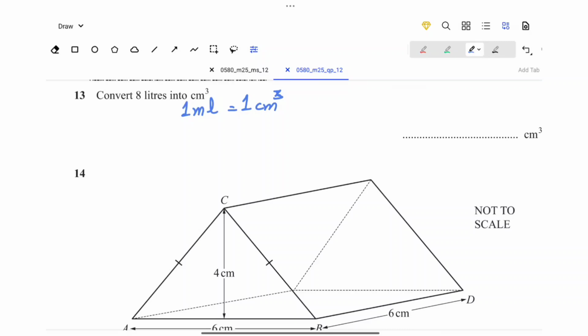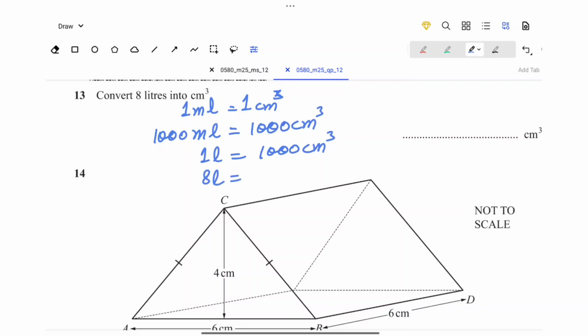So we have to convert 1000 milliliters. This will also become 1000 centimeters cubed. So 1000 ml is 1 liter, so 1 liter is equal to 1000 centimeters cubed. Now we need to convert 8 liters. So we multiply both sides by 8. So 8 liters becomes 8000 centimeters cubed. So the answer here is 8000.